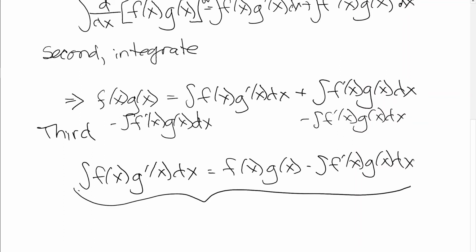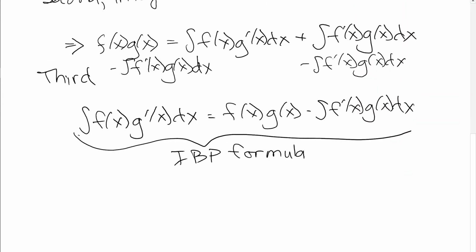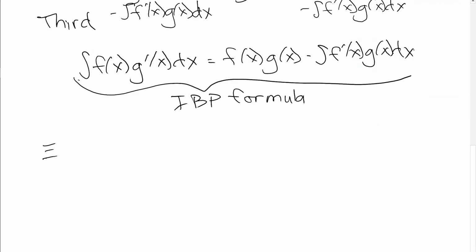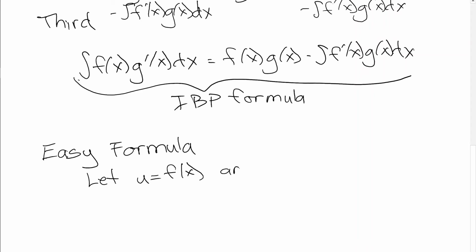Now this formula right here is the integration by parts formula, but you might look at that and think, well, that's not an easy formula to remember. Thankfully, we have a way of rewriting this formula to make it a bit easier to remember. So, to obtain our easy formula, we are going to start by letting u equal f of x and dv equal g prime of x dx.